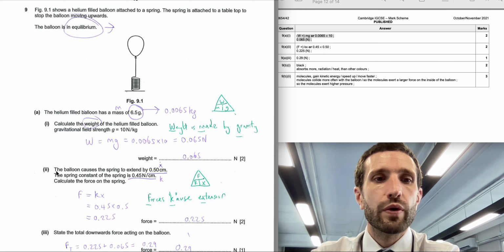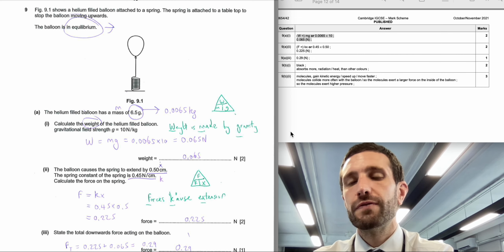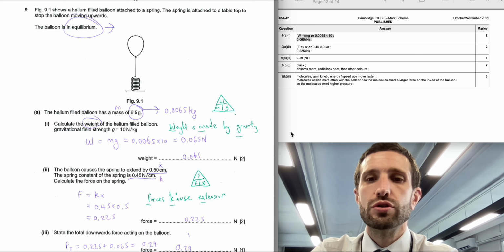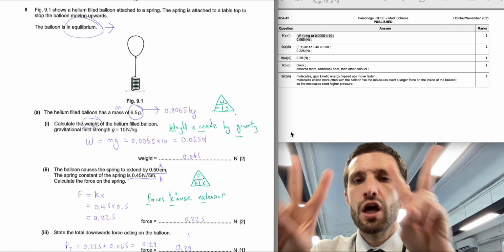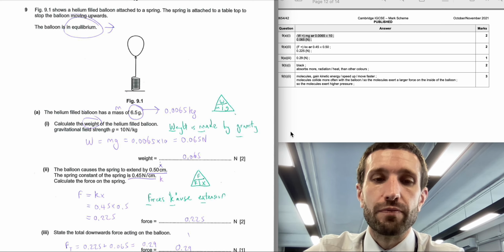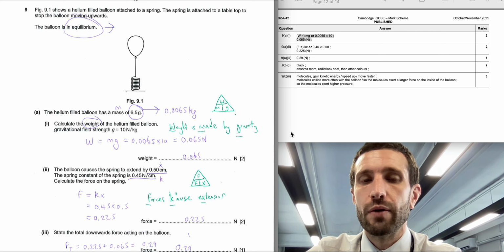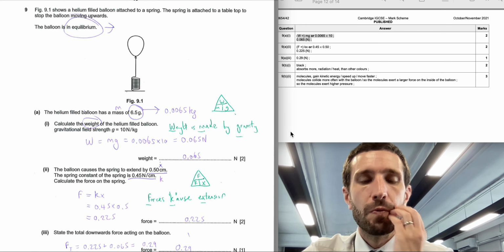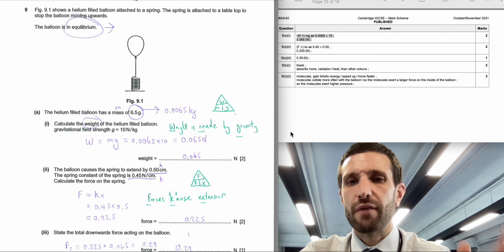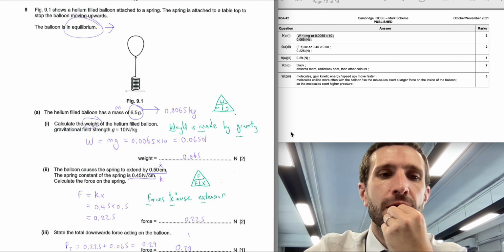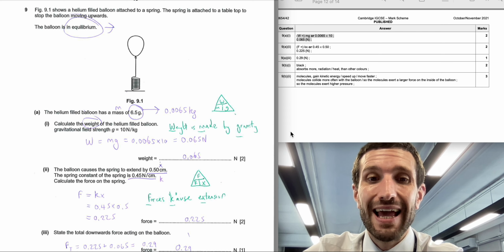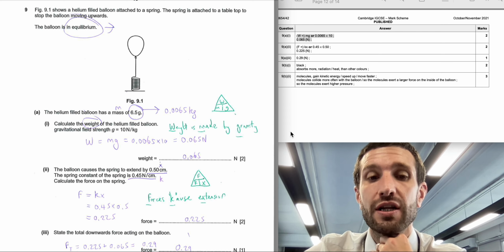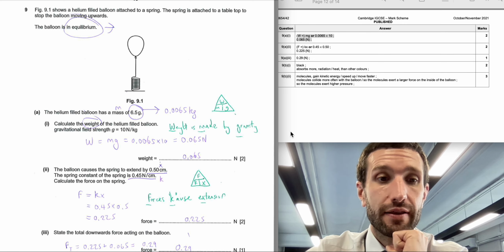We're then asked about the balloon causing the spring to extend. If you ever see a spring in a physics question, you know that you're going to use this equation, F equal to kx. Forces cause extension. I'm well aware that cause does not begin with a K. That's the best one I could do. This F is the force, K obviously is the spring constant, and e or x for extension, that is going to be the change in the length.